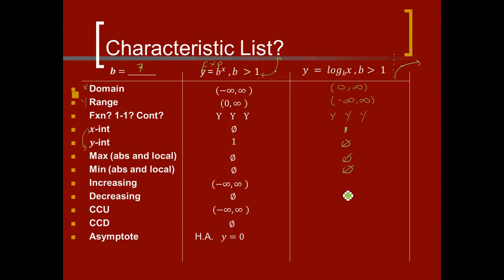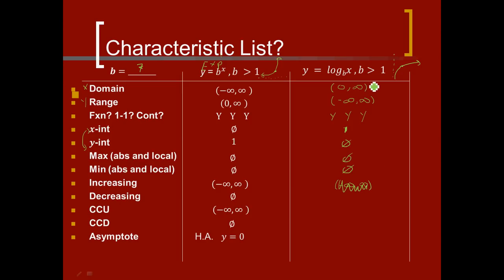So still increasing over the entire domain. So what's wrong with this? Why would that lose me a point or a half a point? That's right. These increasing and decreasing by definition are intervals over the domain. So my domain is not negative infinity to infinity, right?